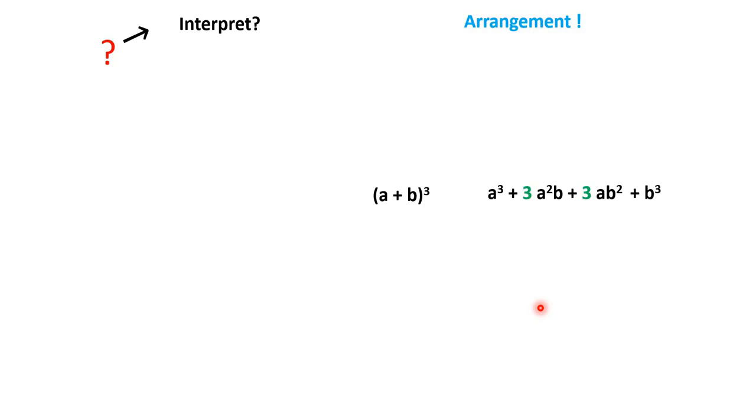So in the formula 3a²b, this number 3 and a²b, how are they connected? It's through arrangement. How many ways can you arrange two a's and a single b? That is of course 3, which we explained in part 1.